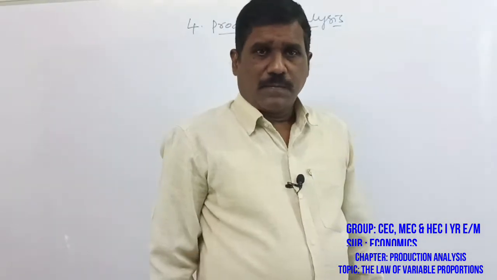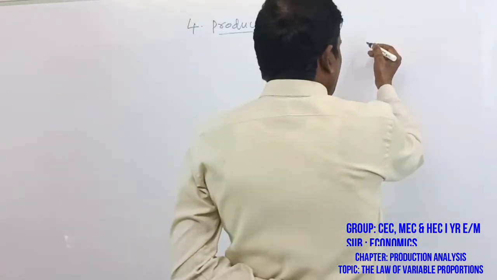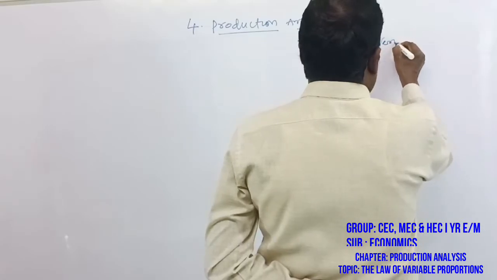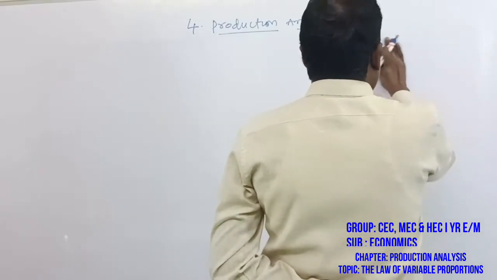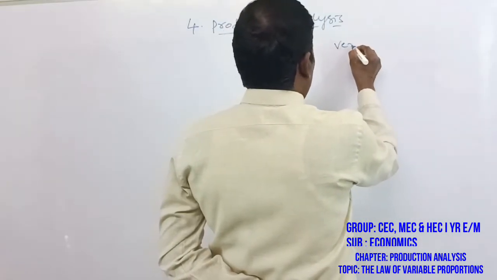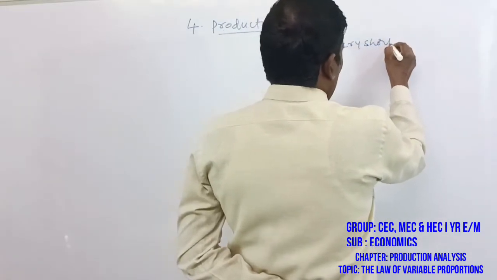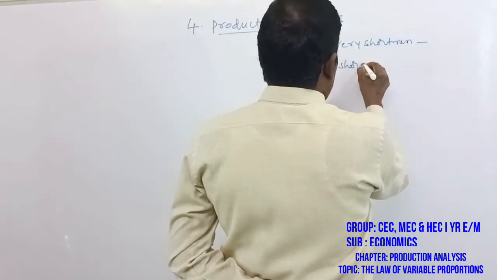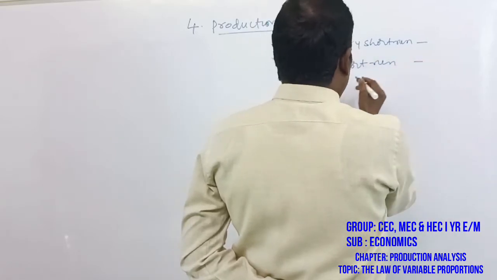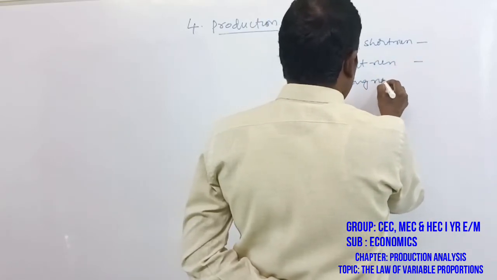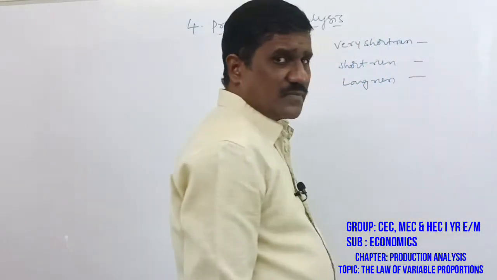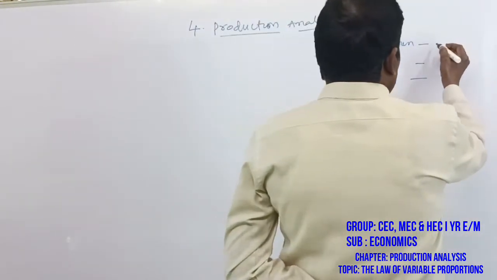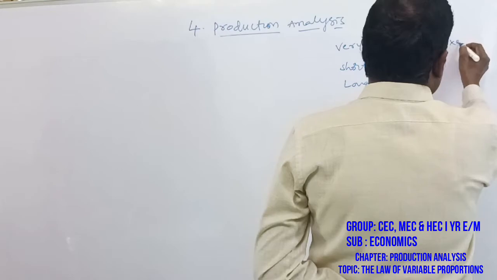Then on the other hand, the time is divided into 3 types. One is very short run. Second, short run, and a long run. The time is divided into 3 types. One is a very short run. In the very short run, all factors are fixed.